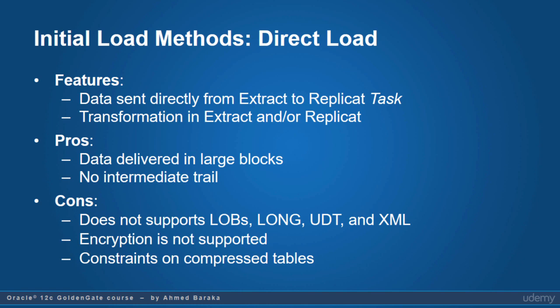As I explained in the previous slide, when you use the direct load for initial load, the data is sent directly from the extract to the replicate task. This method allows you to perform data transformation in the extract side, the replicate side, or both of them. This method delivers the data in large blocks and directly uses the database engine. That's why it is considered a fast method. It also does not require an intermediate trail for its processing.